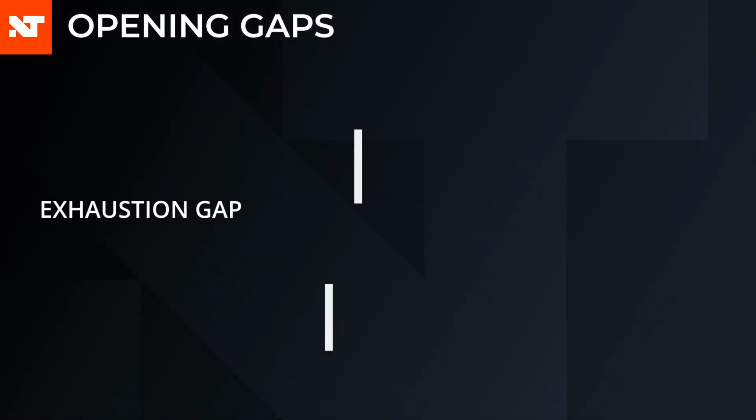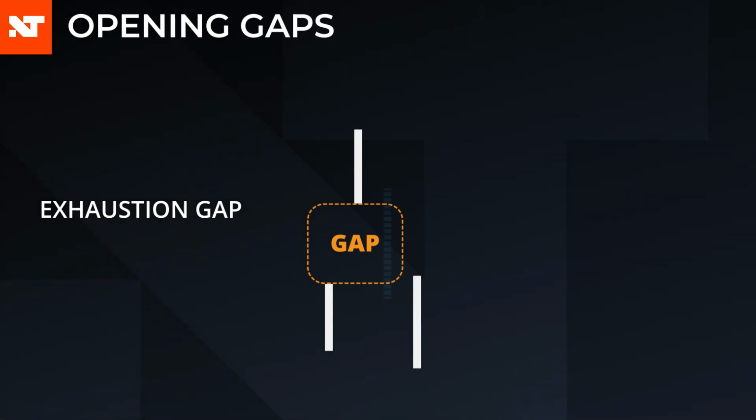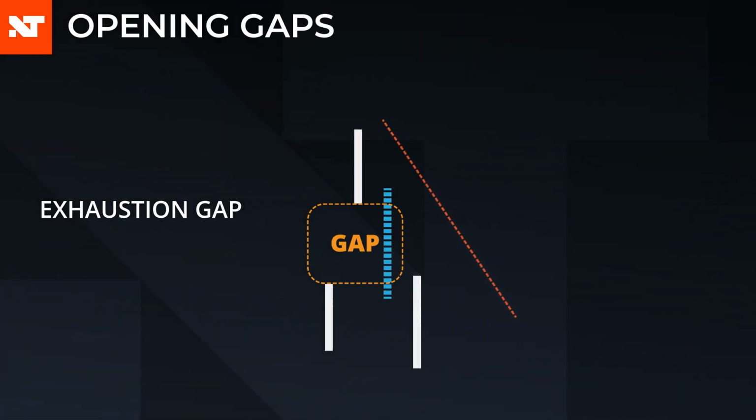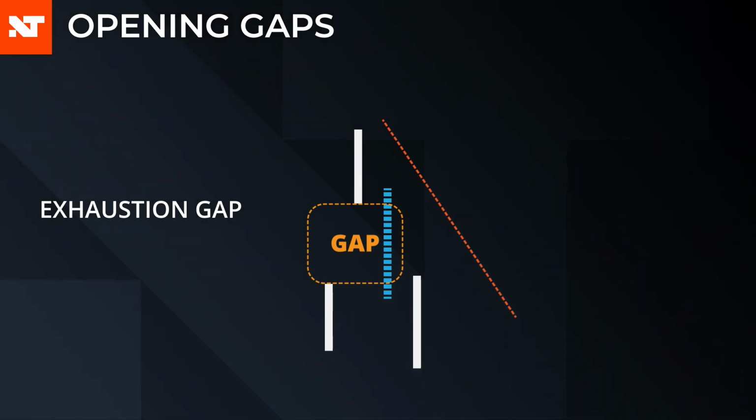First is the exhaustion gap, where the price gap expends most or all of the built-up buying or selling pressure, and then market price action reverses back to the previous bar. This is called filling the gap.